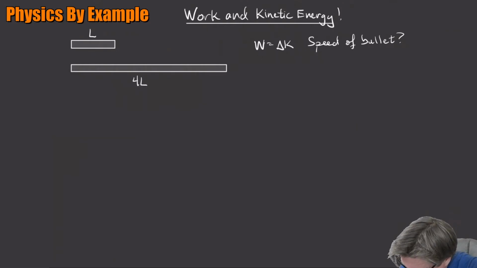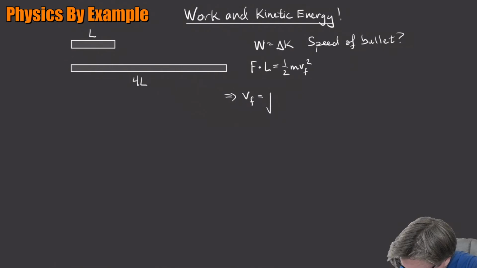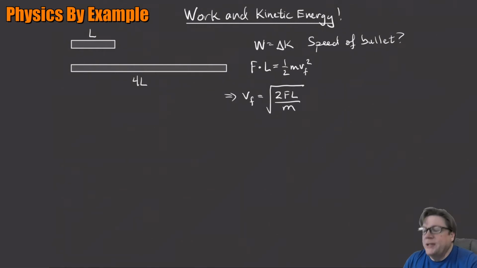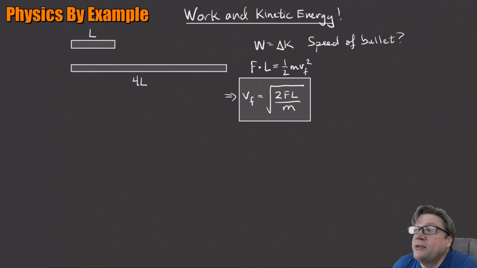So what we're seeing is that the force times the length, let's say in that first barrel, is just equal to, well, at first the bullet's not moving, right? So it's just going to be equal to 1/2 mv final squared of that bullet. And so if I'm trying to solve for the speed of the bullet, V final is, what is it? Square root of 2FL over the mass of the bullet. Okay, cool. So if I know the force of the gases and the length of the barrel and the mass of the bullet, then I can calculate what the speed of the bullet coming out of the gun ought to be.